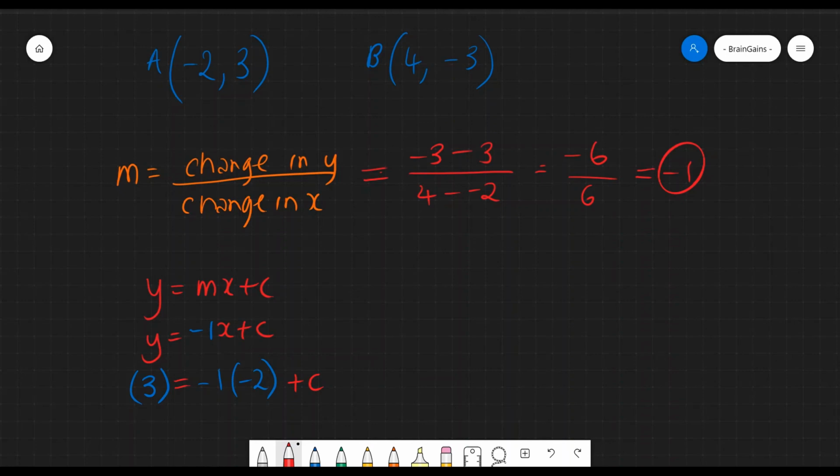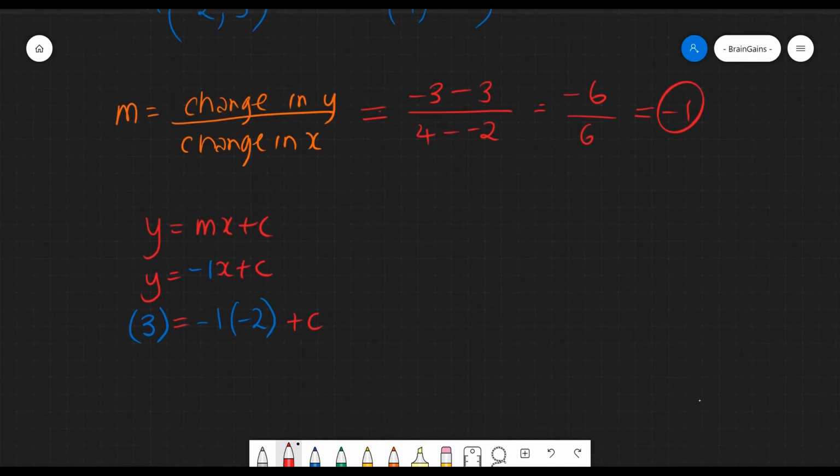If we rearrange this equation to find c, first we expand the brackets. We get 3 equals 2 plus c. Now if we rearrange the equation, we find that c is equal to 1. Now that we have our gradient and our y-intercept, we can rewrite the equation as y equals negative 1x plus 1. And that is how we find the equation of straight lines given two coordinates.